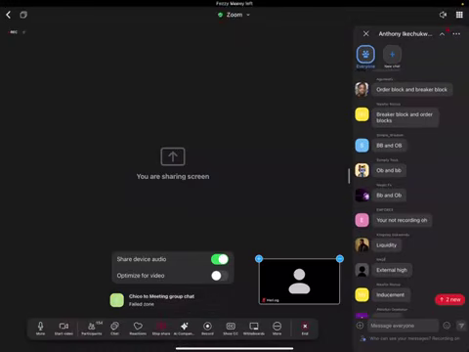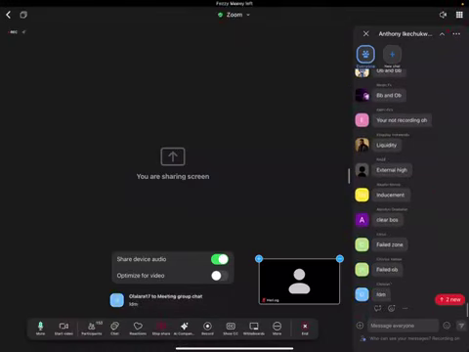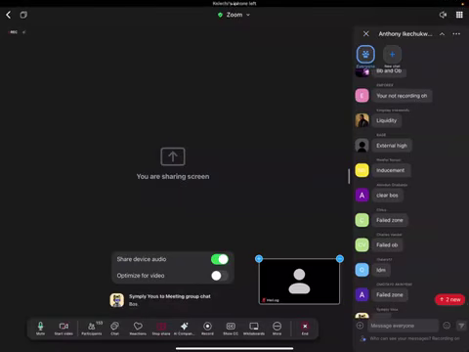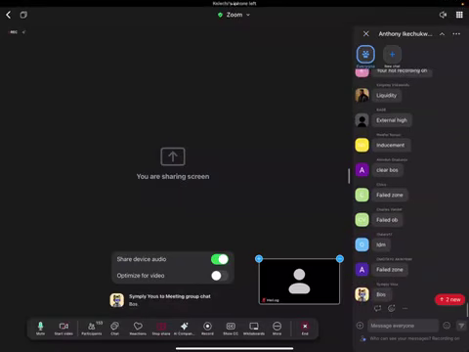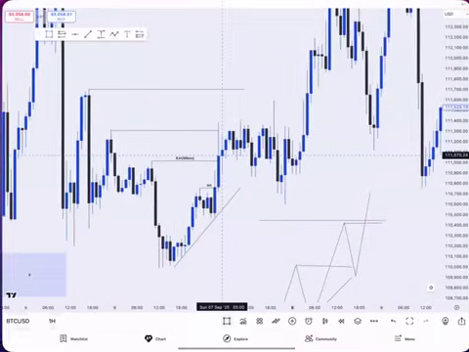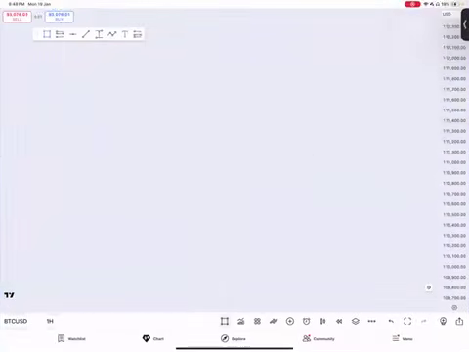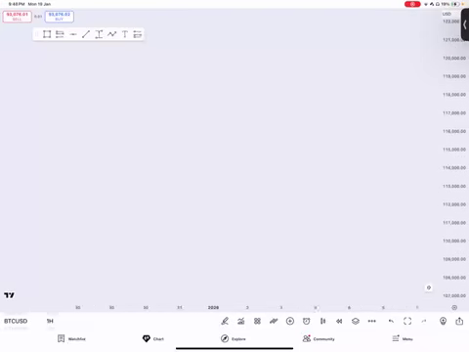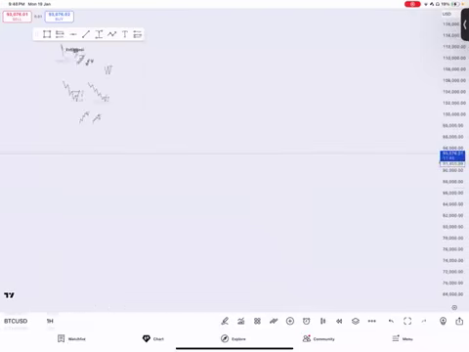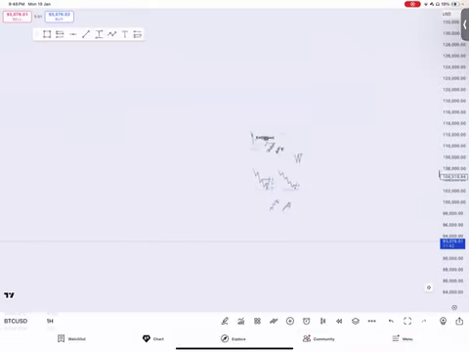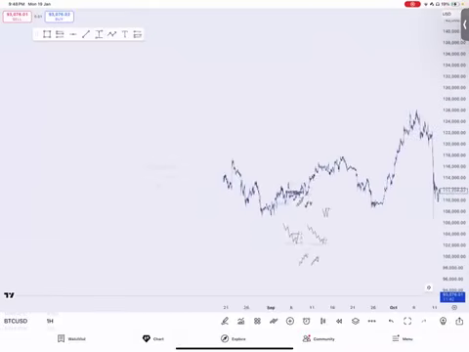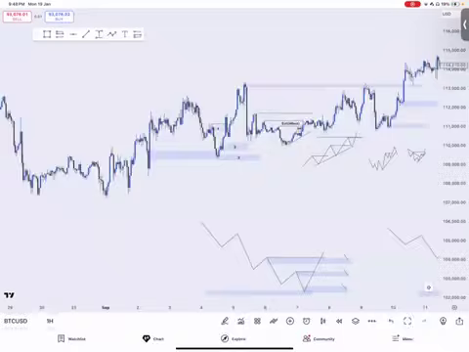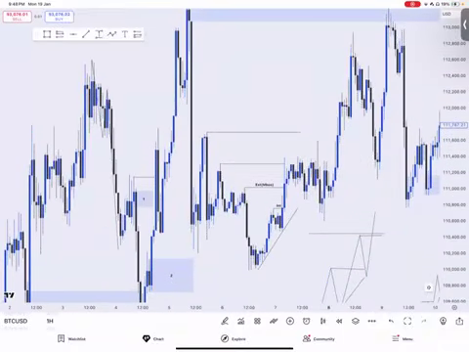To mark out the breaker blocks is the zones that price broke while creating the multiple breaker structure, or the zones that price broke while creating your market structure shift. So in this scenario, we had price take out two zones, this high and this high.